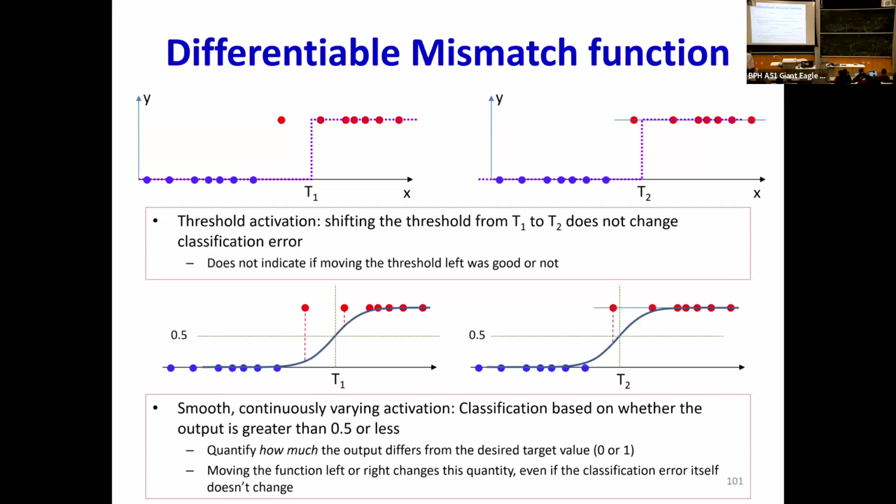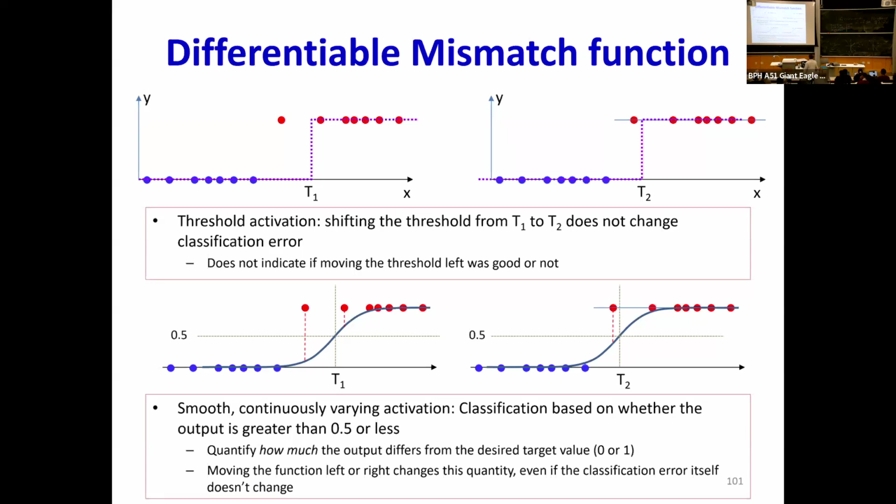Instead, we are going to change the activation function to something of this kind. It's not a threshold anymore. In this case, it's a sigmoid, which goes smoothly from 0 to 1. And here, you can classify the output as a 1 whenever the function is above 0.5, and 0 when it's below 0.5. So you're still performing classification.